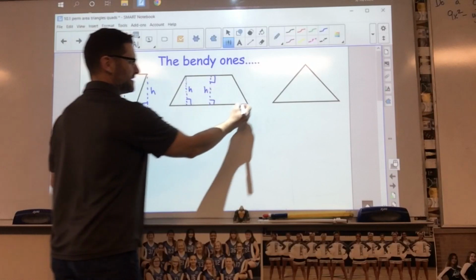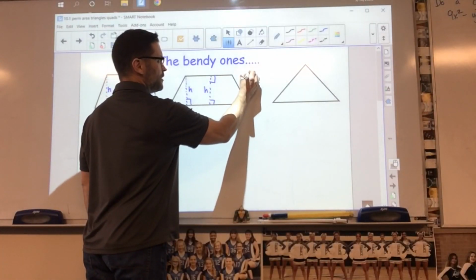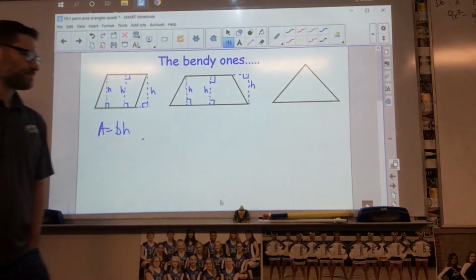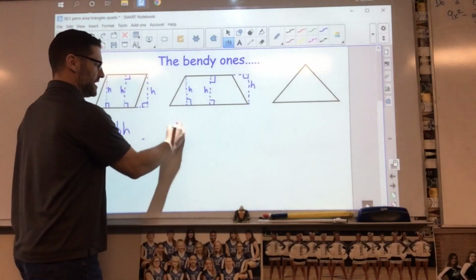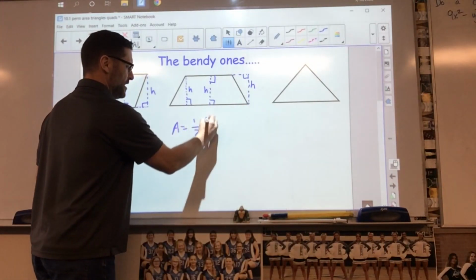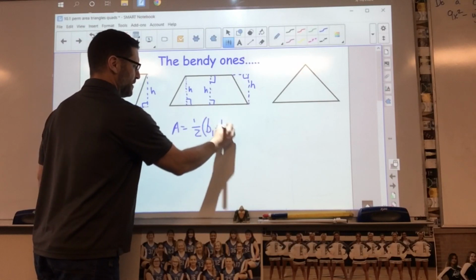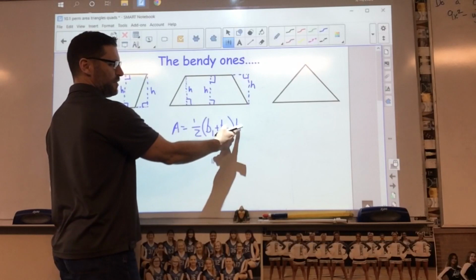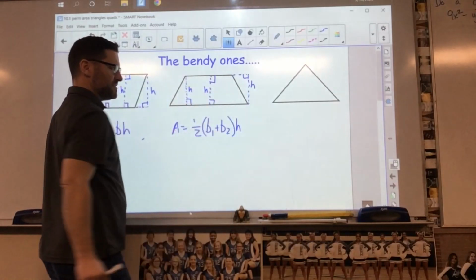That could be the height. Heck, the height could even appear outside. That could be the height. And this one, area is equal to 1/2 base 1 plus base 2 times the height. And whatever that H value is, you'd plug in there. Base 1 and base 2 are right there.